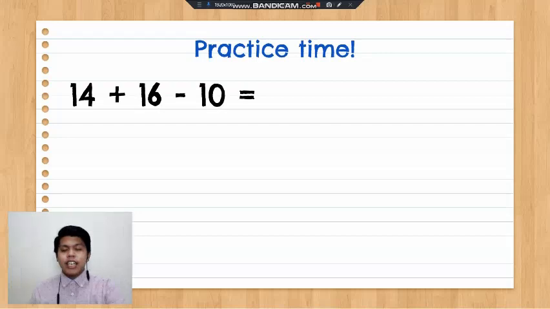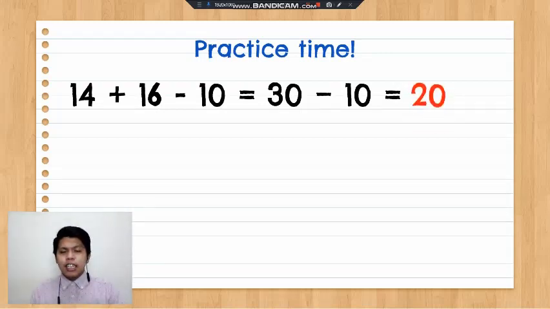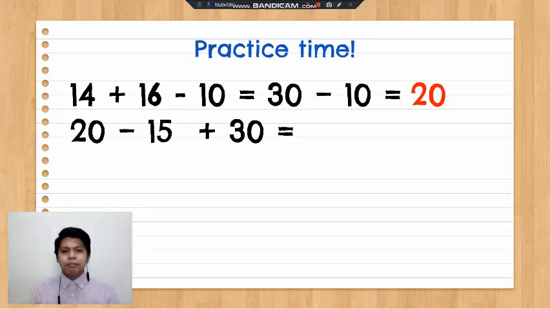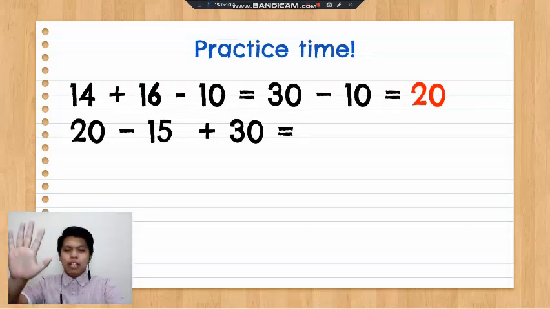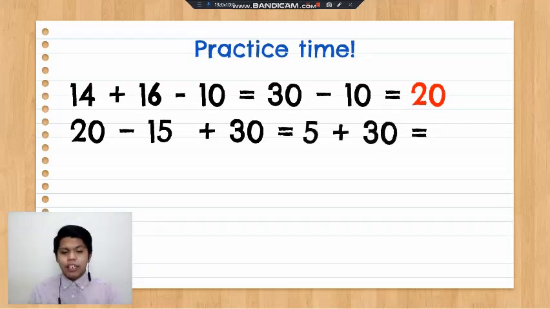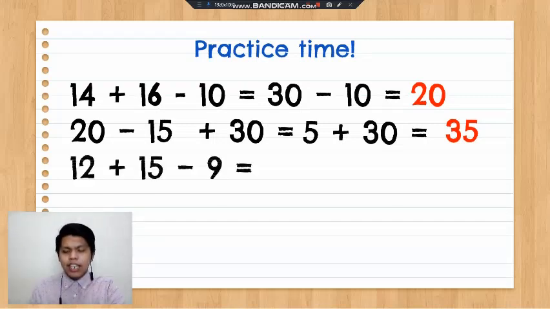Okay, let's solve. 14 plus 16, that will be 30. Now subtract 10, and you will get the answer of 20. Let's try again. One more time. Okay, let's check your answers. 20 minus 15, that will be 5. Plus 30, you will get the answer of 35. Let's start again.